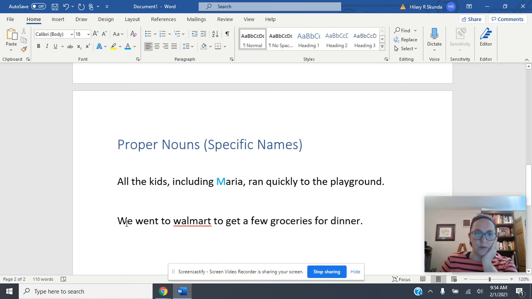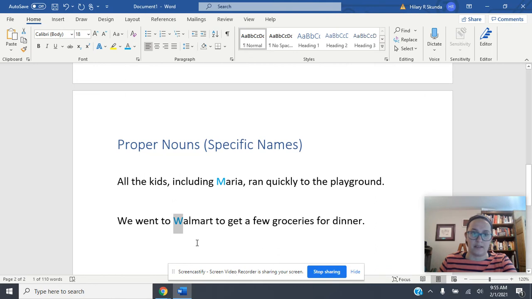Okay, next, we went to Walmart to get a few groceries for dinner. Because we didn't say I went to the store, but we said Walmart, we gave it a specific name, that also needs to be capitalized. So again, if you just say store, it doesn't need to be capitalized. Or if I just say girl, it doesn't need to be capitalized. But when I say Maria, when I say Walmart, that's when it needs that capital letter.